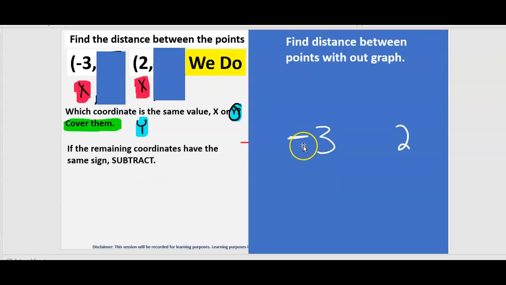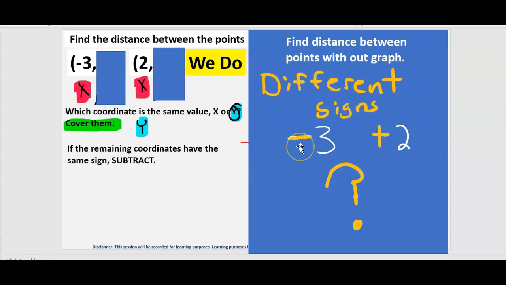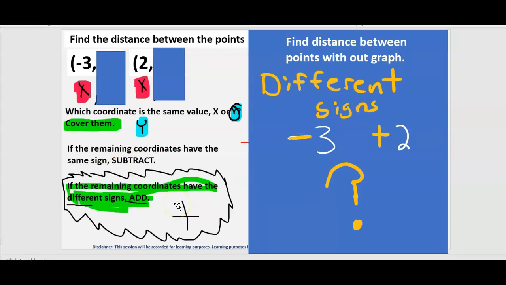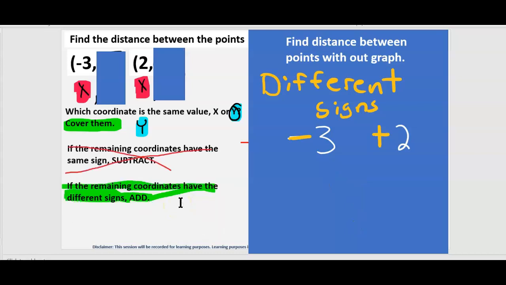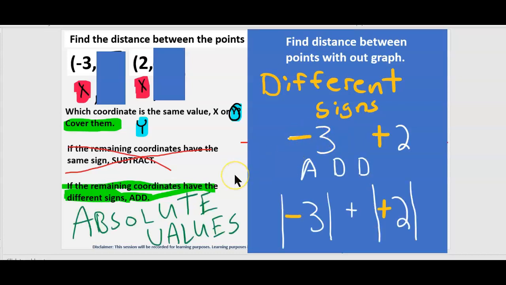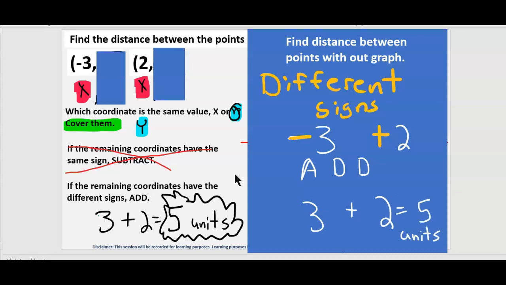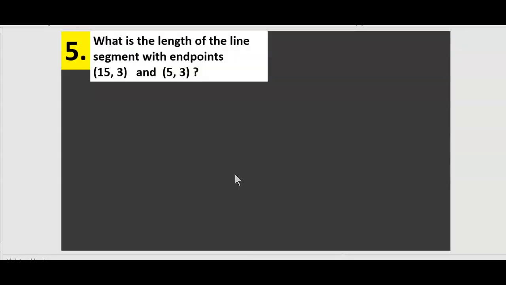This time we have different. Oh, but we have different signs. So we're not going to subtract. If we're not going to subtract, what are we going to do? They're different. If they are different, you're going to add them up, but you're going to use the absolute value. You're going to ignore the negative, basically. Add 3 and 2, and you get 5 units.